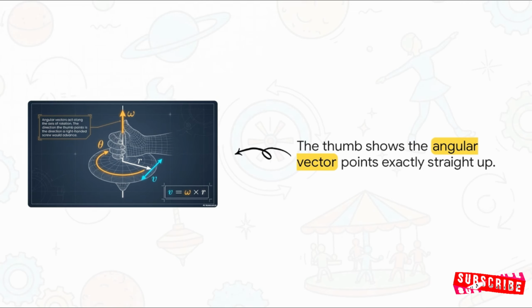Imagine physically gripping the vertical axis of a spinning top. The rotation is sweeping around, so your fingers curl with it. What happens to your thumb? It sticks straight up. That hidden, invisible angular vector, omega, points exactly straight up along the axis. Whenever you're dealing with angular velocity or momentum, just use your right hand and you'll always nail the direction right on your test, for sure.